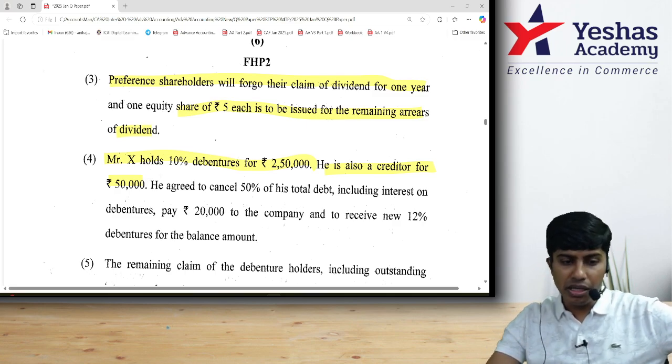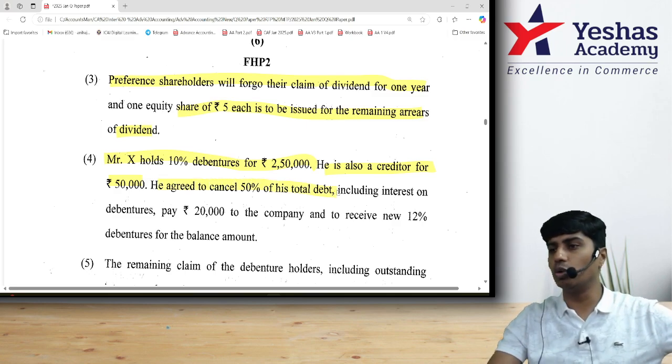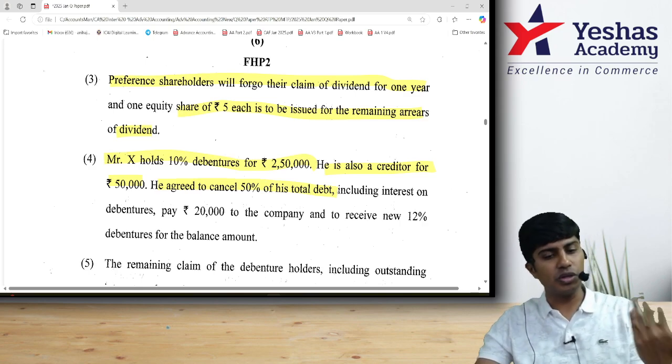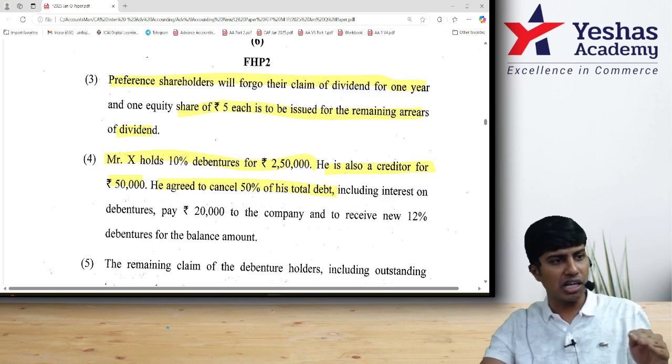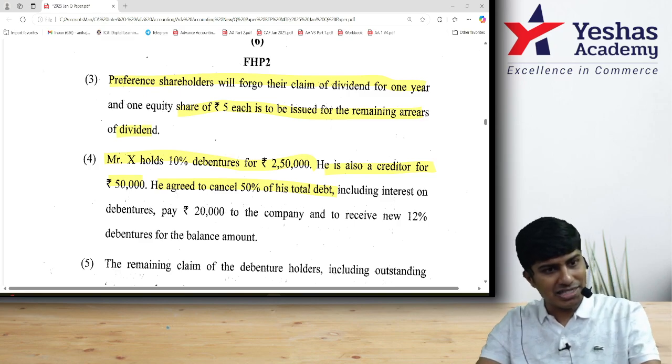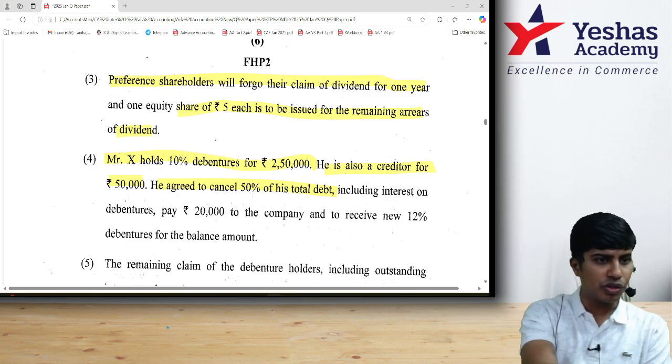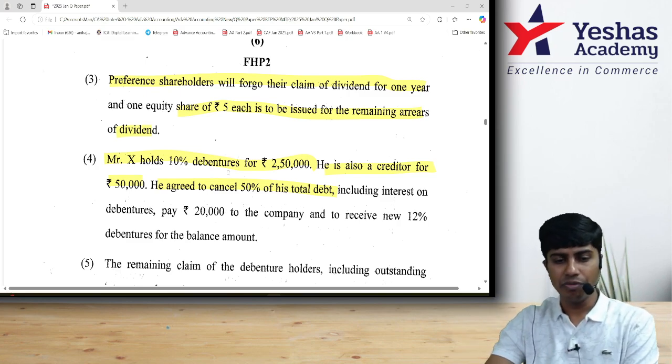He agreed to cancel 50% of his total debt. 50% will be transferred to capital reduction. 2,50,000 plus 50, 3 lakh. In 3 lakh, 50% transfer to capital reduction. Balance is 1,50,000. 1,50,000 transfer to capital reduction. 1,50,000 is still there. So they're telling including interest.